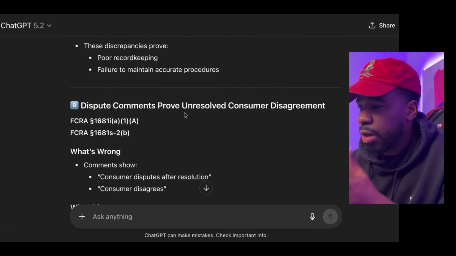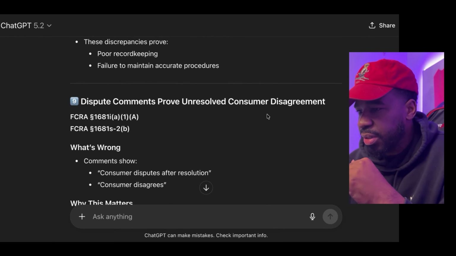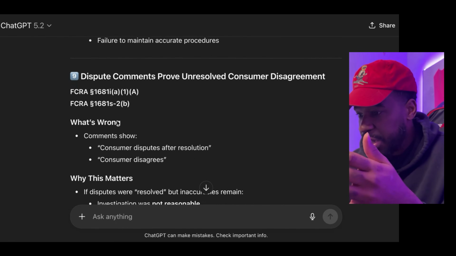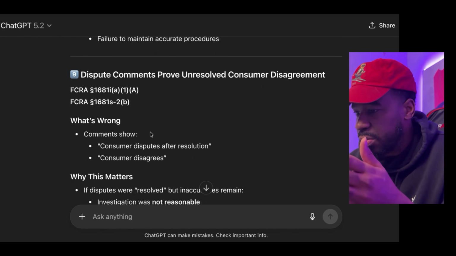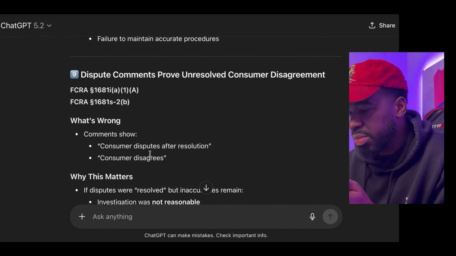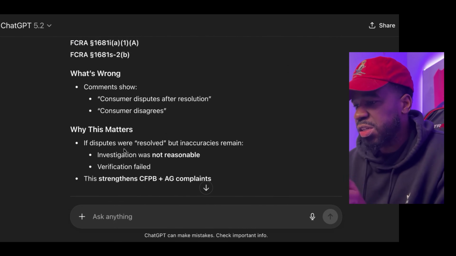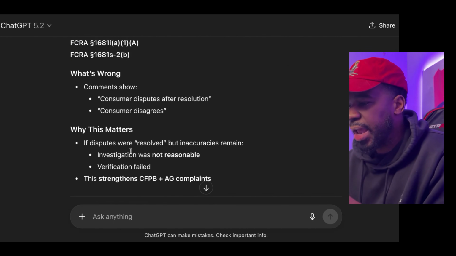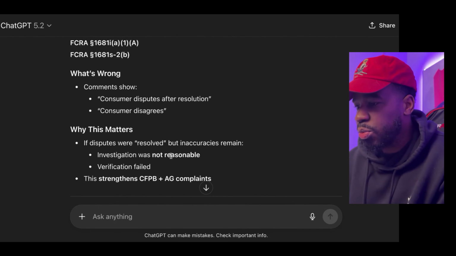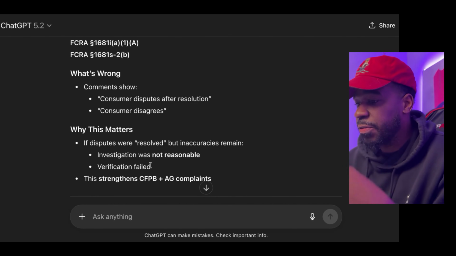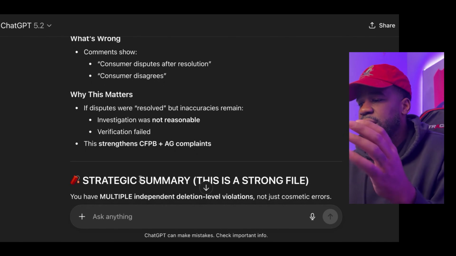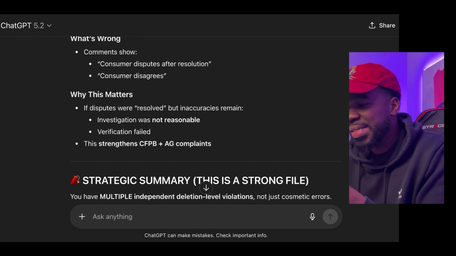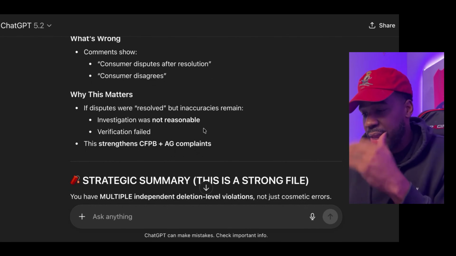Dispute comments prove unresolved consumer disagreement. FCRA violation of this. What's wrong? Comments show consumer disputes after resolution. Consumer disagrees. Why does this matter? If disputes were resolved but inaccuracies remain, the investigation was not reasonable and verification failed. This strengthens your CFPB plus AG complaints, and we're going to be talking about that as well.